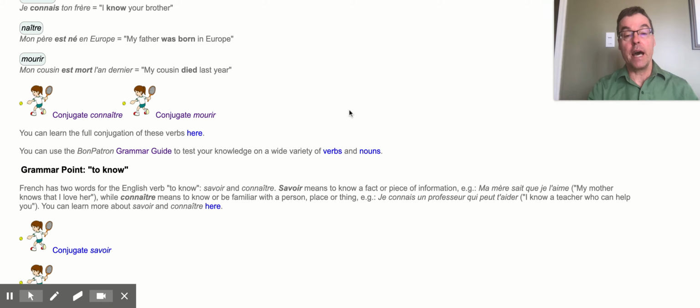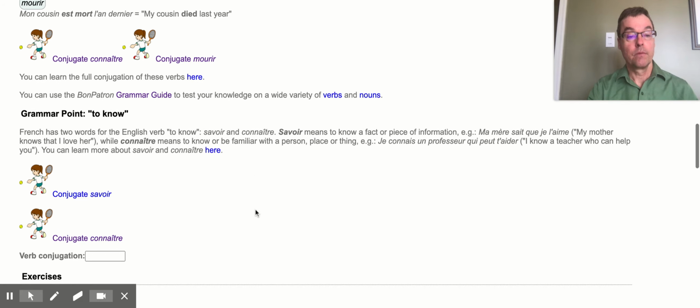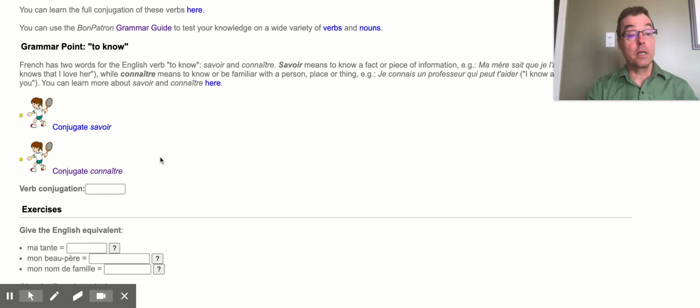Savoir is to know a fact. And usually if you find the word que, that, after, to know that, savoir is going to be the right choice. Connaître, on the other hand, means to be familiar with, to know a person. So usually if there's no que after, you've probably made the right choice if you have used connaître. So make sure you can conjugate these verbs and start to familiarize yourself with the difference between them both.